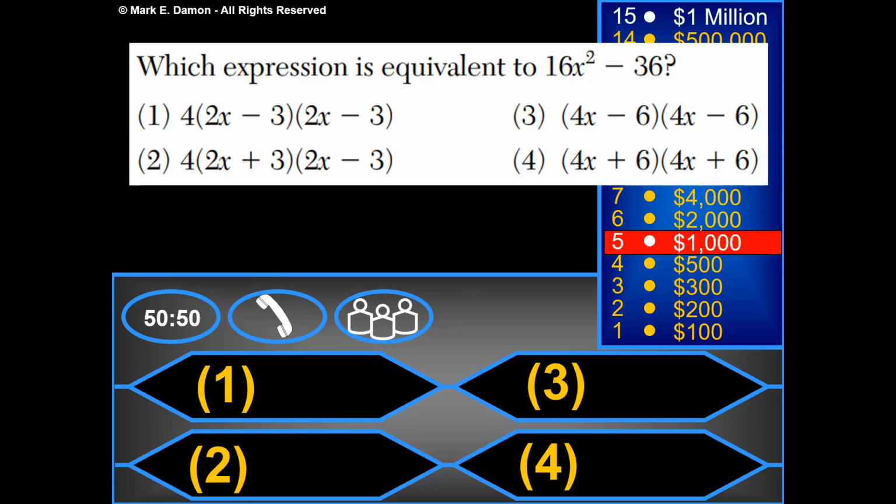Got some different answers. Okay, got some different answers here. People changing their answers. All right, that's great. That's great. Change your answers. $1,000. $1,000. Not too shabby. All right, waiting on any more answers here. Okay.